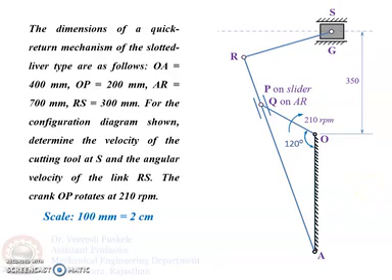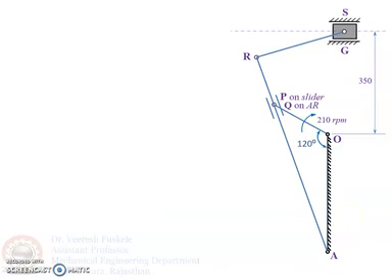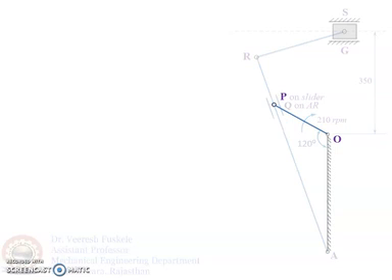Next, we'll draw the velocity diagram. So to draw the velocity diagram, we'll take the points O, A and G, as all these 3 points are fixed. As we know the angular velocity of the crank OP, so first of all we'll find out the linear velocity of P relative to O as follows.